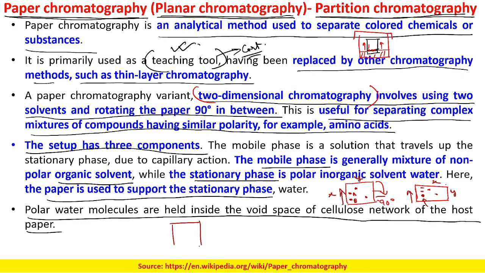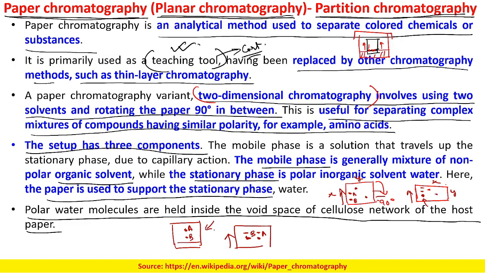so to make this clear, let us take a simple example. We have taken one sample. We have got A, we have got B. When we move it 90 degrees, your B will be here, A will be here. Again, when you run, they will be separating over here. Now the trick is that the mobile phase in the first run and the mobile phase in the second run should be different. Why?